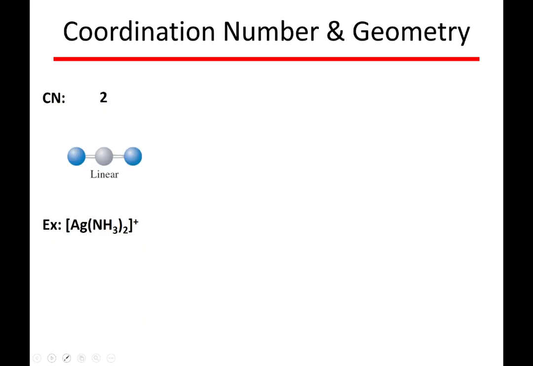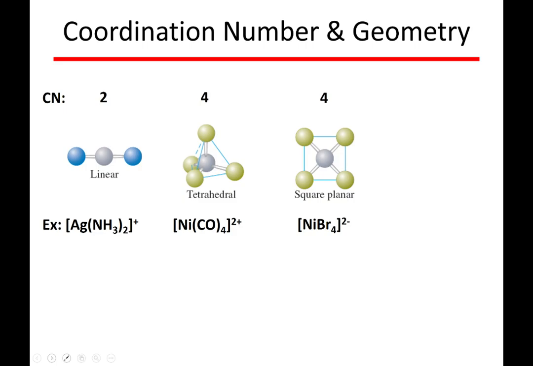Let's take a look. So if you have a coordination number of 2, then you're going to have a complex ion that has a linear geometry. An example of that might be if you have silver with 2 ammonias as your ligands. For a coordination number of 4, you can have one of 2 cases. You could either have a tetrahedral geometry or a square planar geometry.